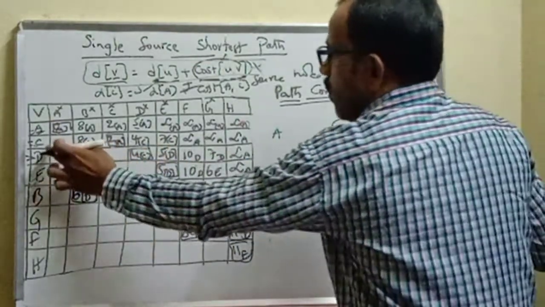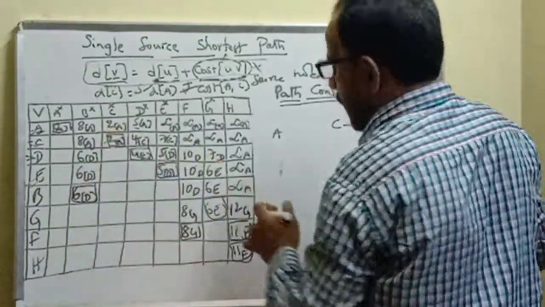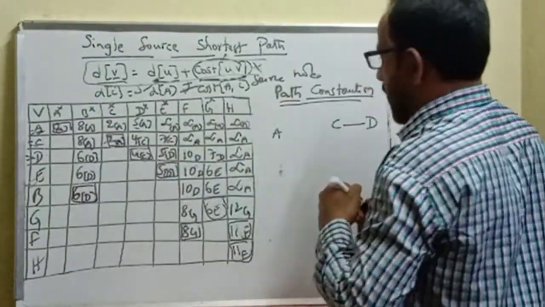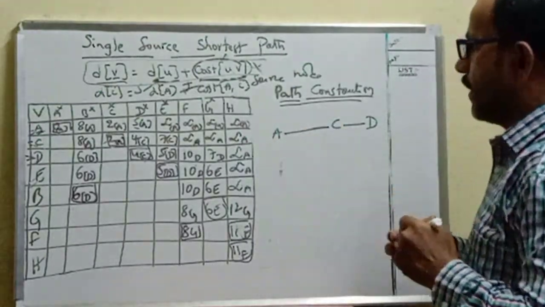Okay. Then go to row C. Now in that particular row, one number is placed in the box. That number's subscript is A. What is A? A is the source node.